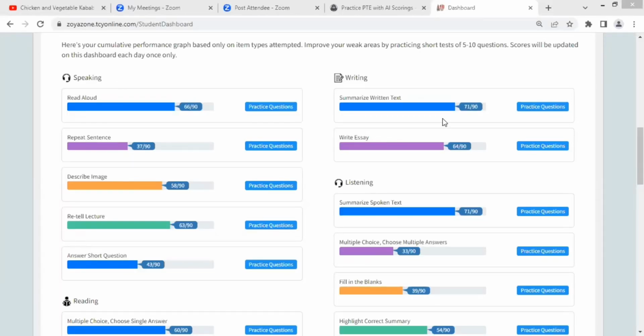So we are talking about read aloud. In the read aloud, we have to grab the three major theories. The first one is content. It should be proper enough. It should be fair enough. It should be clear enough.